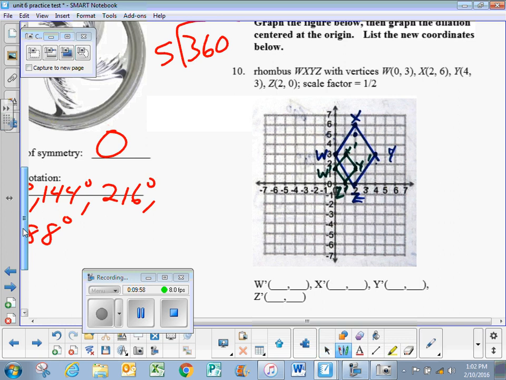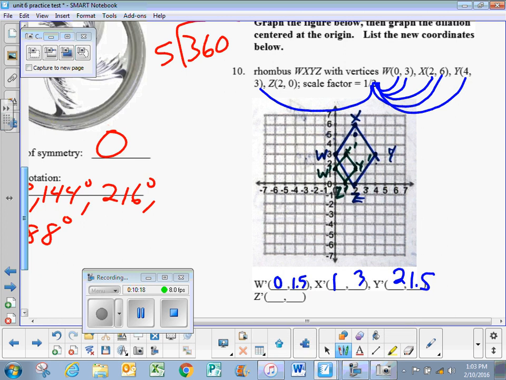So notice if I go 0 times a half, I get 0. 3 times a half, 3 halves, 1.5. 2 times a half, 1. 6 times a half, 3. 4 times a half, 2. 3 times a half, 1.5. Half times 2 is 1, and a half times 0 is 0. So if I graph those ordered pairs, then I get my dilated figure.